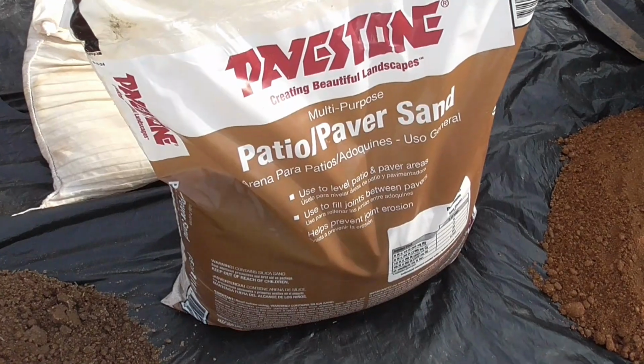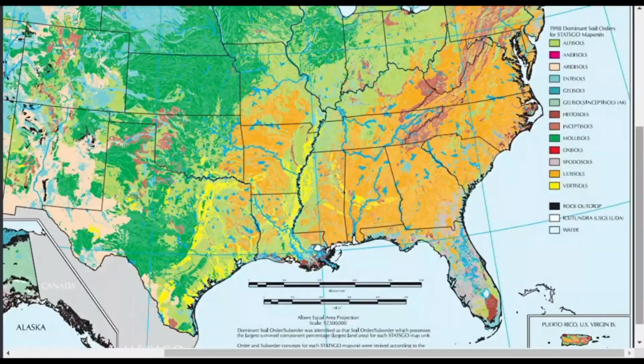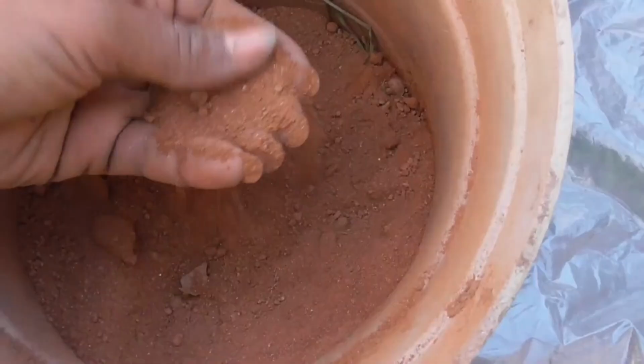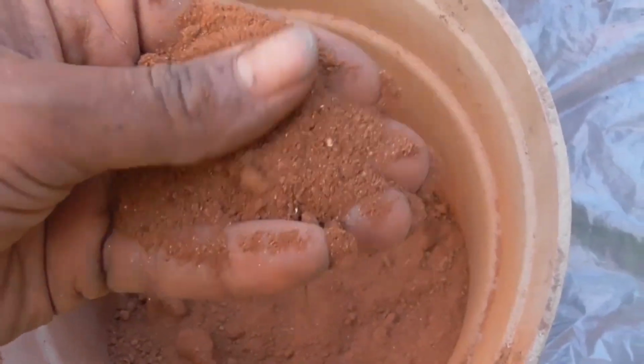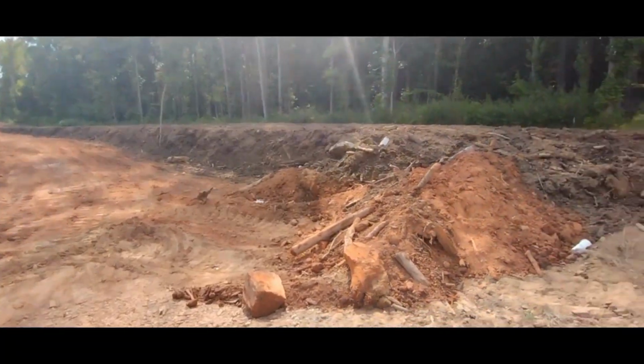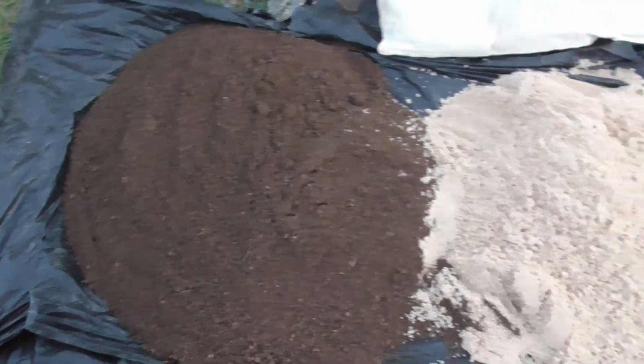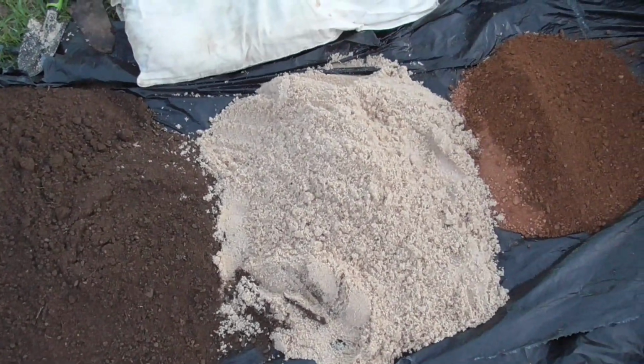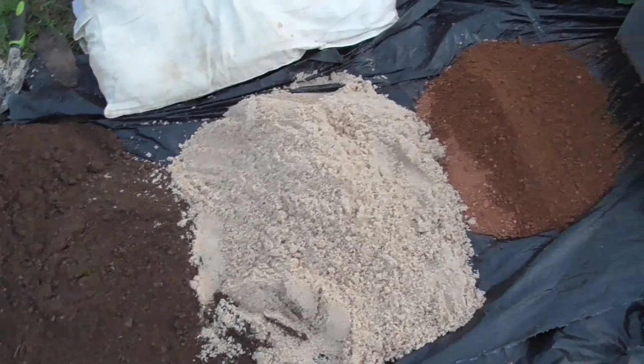The sand is patio sand I bought from the hardware store, and in my growing zone, 8A, the dominant soil type is known as ultisols, or red clay. So that was abundant. You can use a scale if you have one, but it's not needed. You can eyeball portions to get the rough measurements you need.